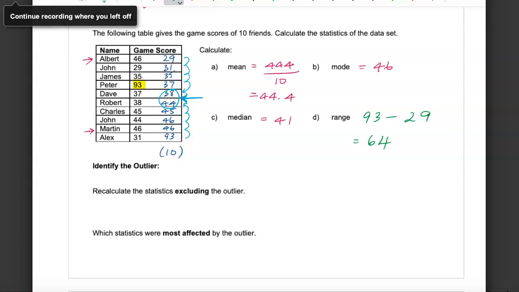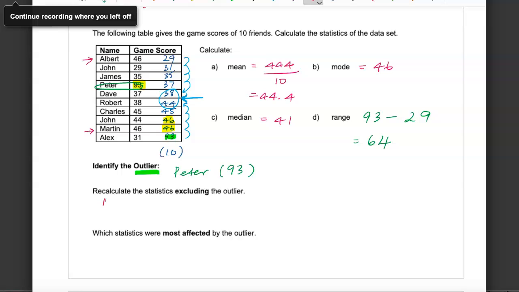So what this tells us is because Peter has an unusually high score, we would say that he is an outlier at 93. There is a huge difference between Martin and John at 46 and Peter at 93. So we would call Peter an outlier. An outlier is where he lies outside the rest of the data. By taking out this one outlier, it'd be interesting to calculate the statistics and see how they change.